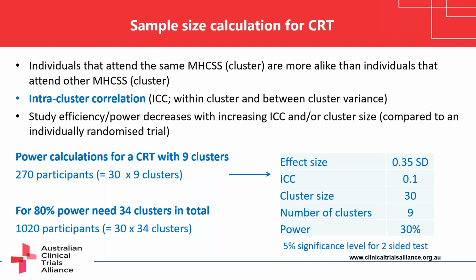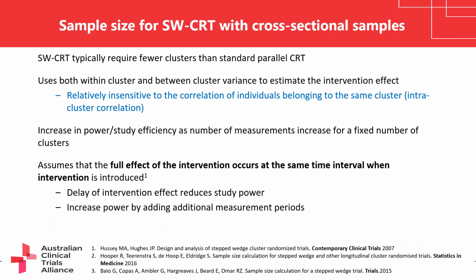And to be able to achieve 80% power, assuming everything else is held constant, we would actually need 34 clusters and a total of over 1,000 participants, which is actually not practical in this setting. So we use the sample size for the step-wedge cluster randomized trial.